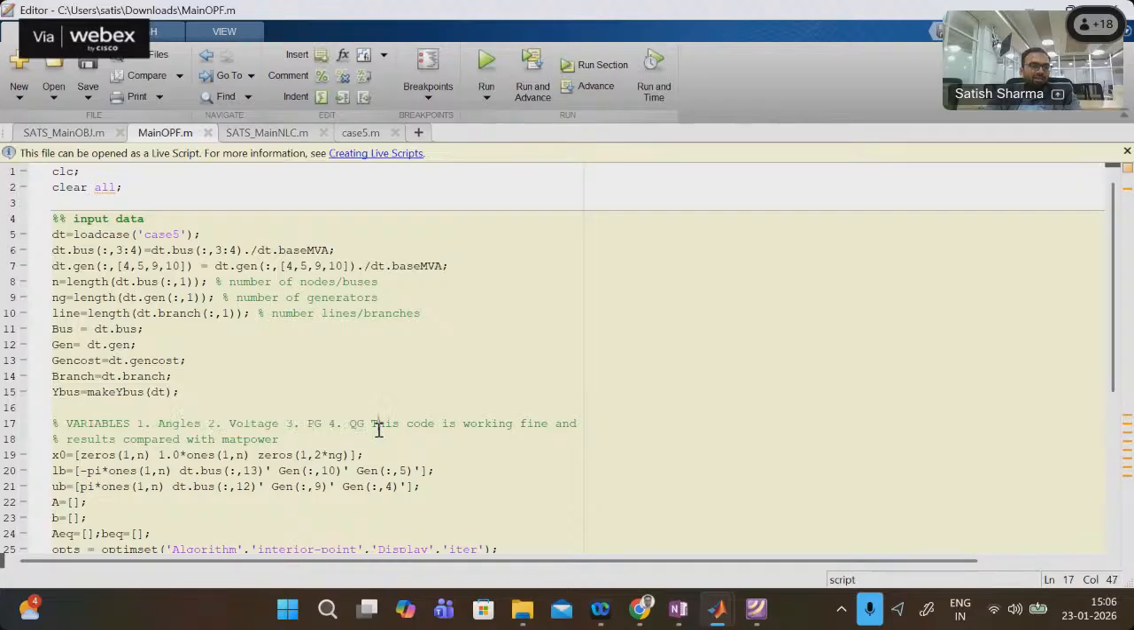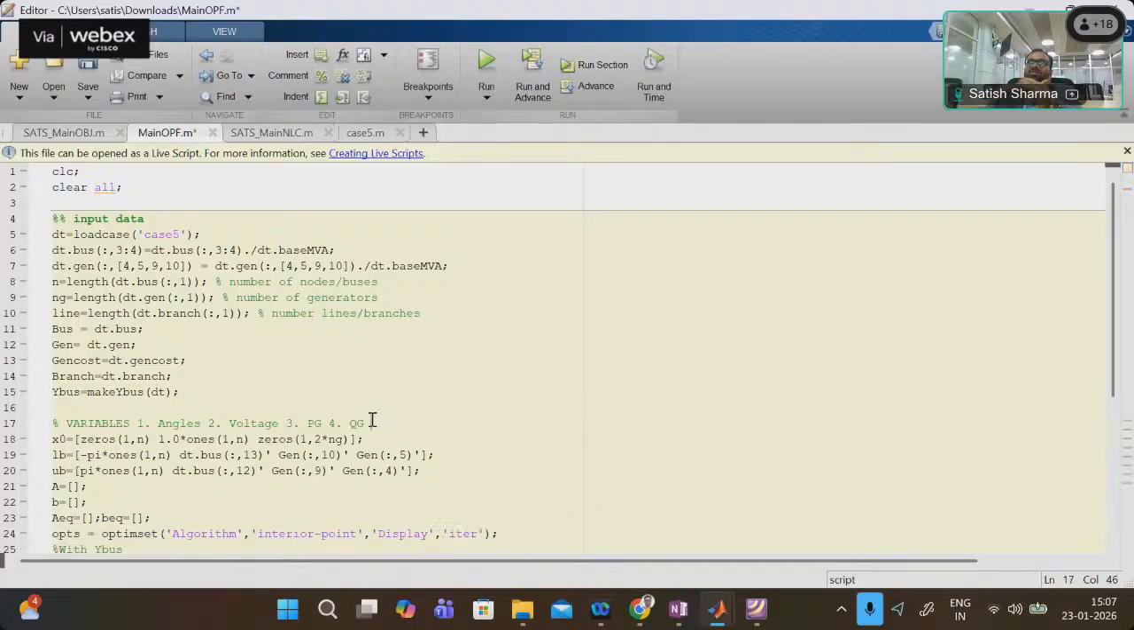And I have placed a comment that this code is working fine and results are compared with MATPOWER. So let me just get rid of that, because many times we write some code and leave it unattended, and after some time it is not working. That is because we generally make mistakes. But I have written that this code is actually working fine. If some issue comes, I have to debug that. But this code is perfectly fine. So let me remove this one. It's not needed; that was for my reference only.